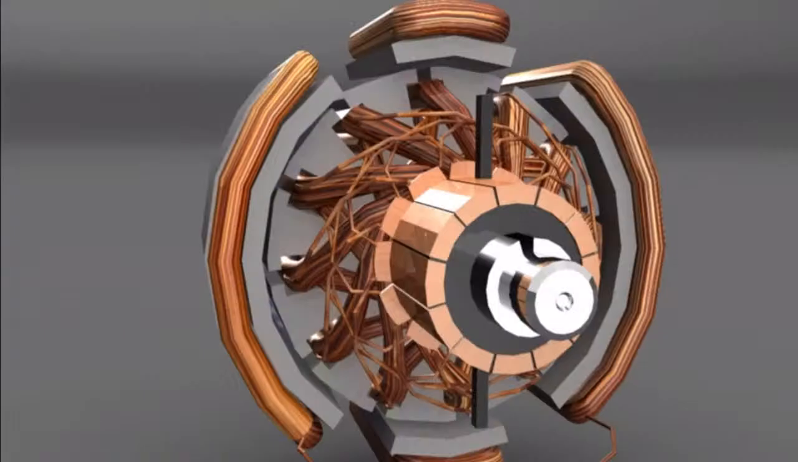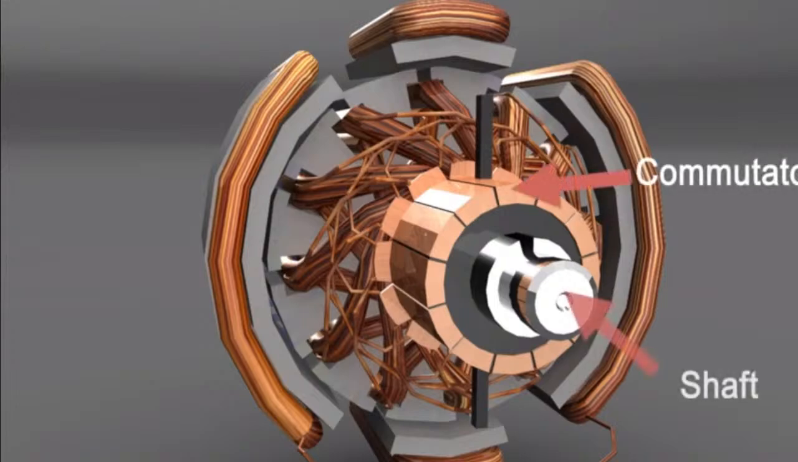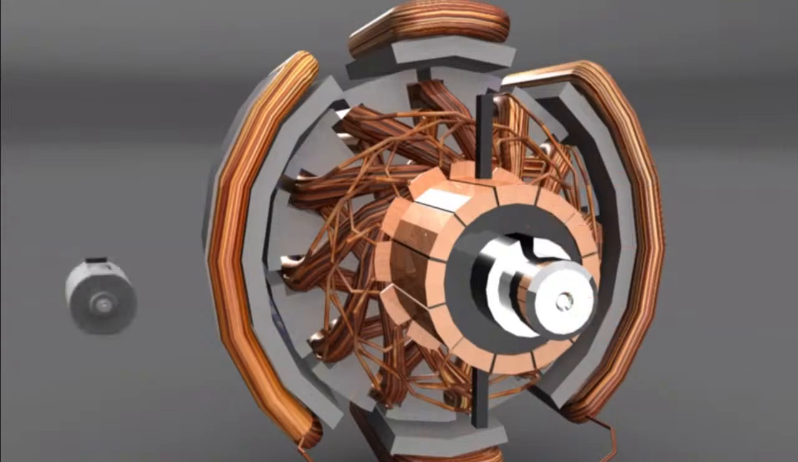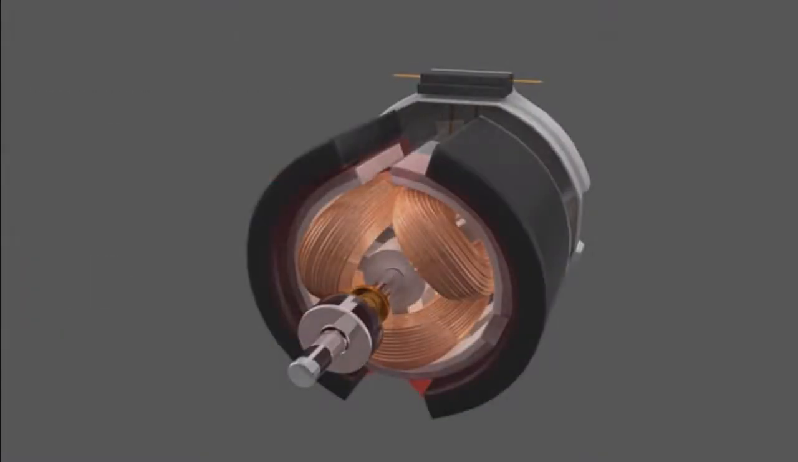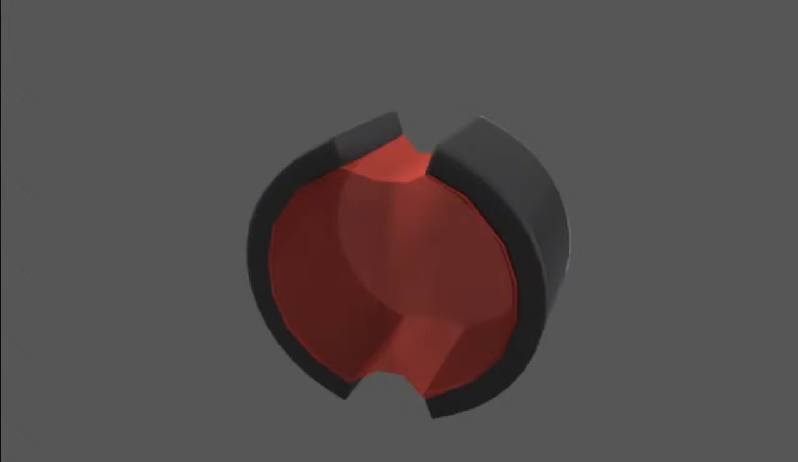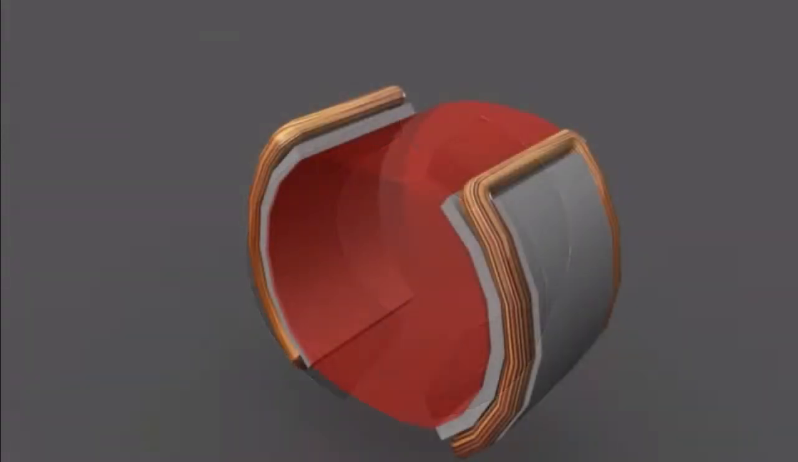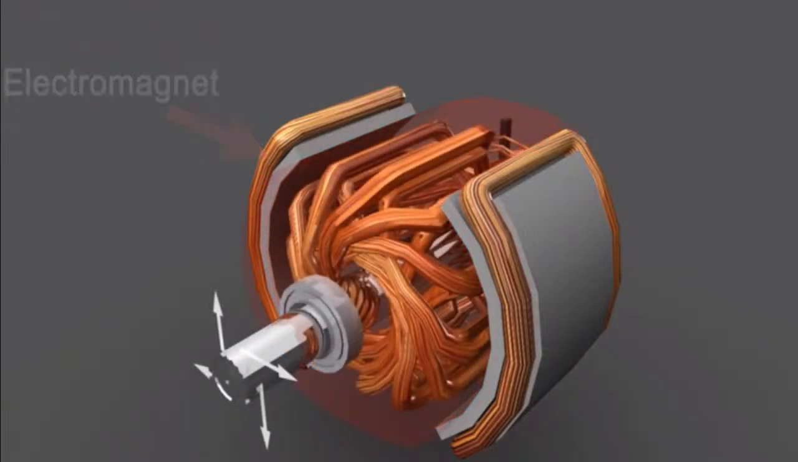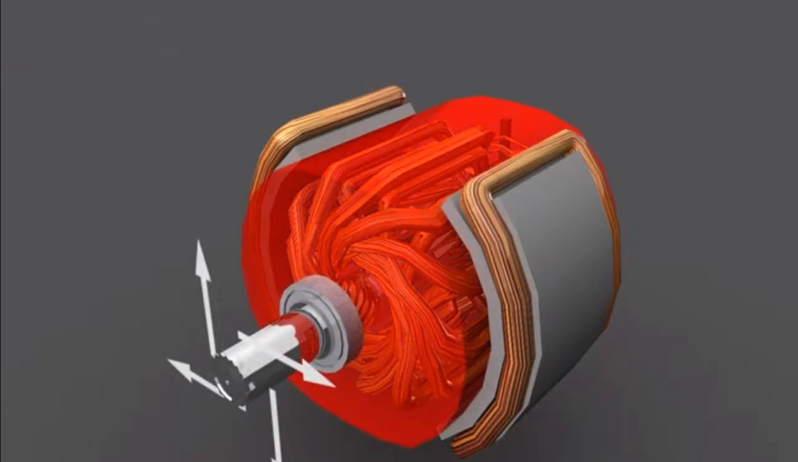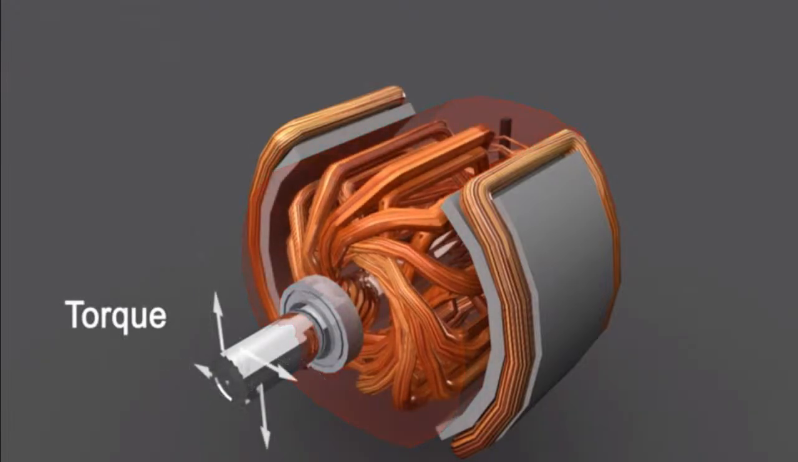To ensure that the current given to the commutator segments will not reach the shaft, mica insulation is placed between them. In a small DC motor, permanent magnets can be used to create a static magnetic field. But they can lose their magnetism due to heating, vibration or aging. That's why in high rating motors, electromagnets are used, and their magnetic field density can be controlled to control output torque.